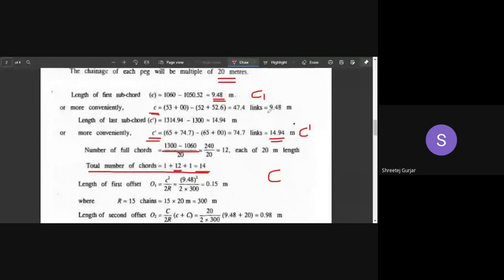Okay, so there was some network issue. Let us continue. I have told you the initial chord is 9.48 meters in length. The last chord is 14.94 meters in length, and all the intermediate chords are 20 meters in length. We have calculated and decided all these things. The number of total chords, I have told you, is 14. These data are required for us to calculate. What else do we require? The radius of the curve is 300 meters, which we take from this particular example.